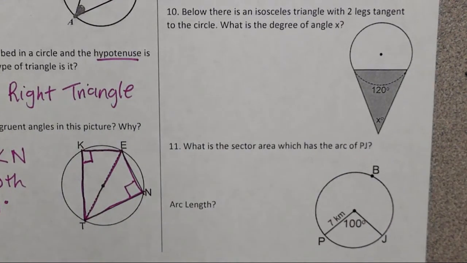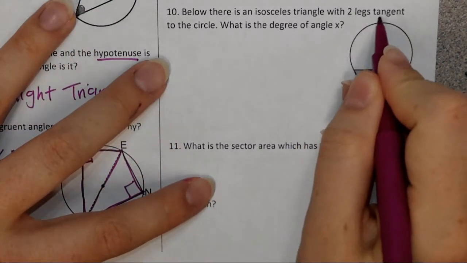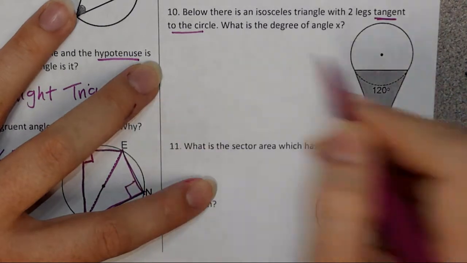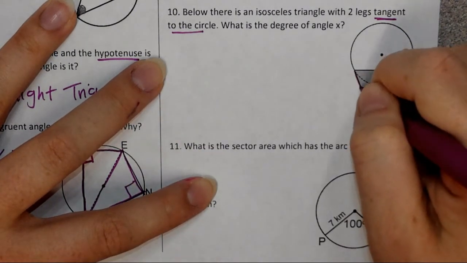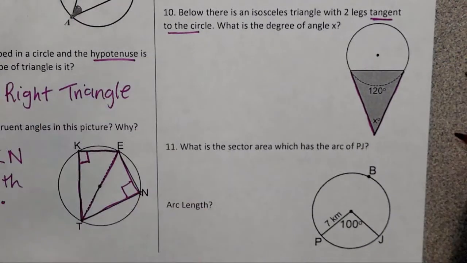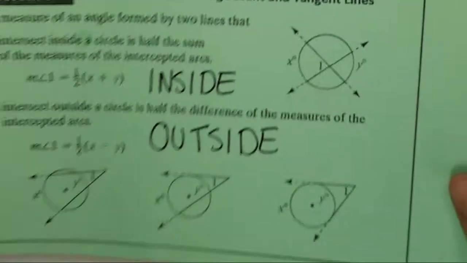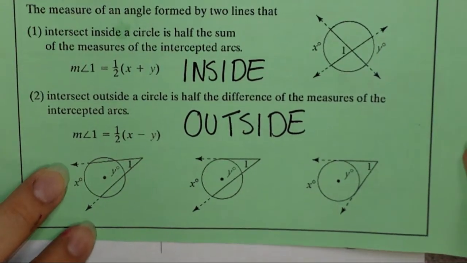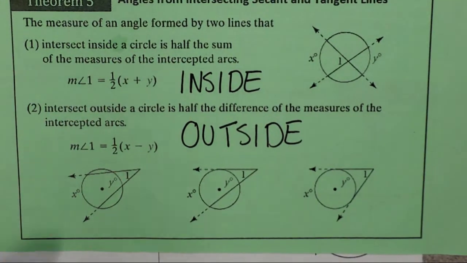Below there is an isosceles triangle with two legs tangent to a circle. What is the degree of angle X? So keywords here: these are tangent lines. And this is an outside angle that we have that's being made with these tangent lines. This goes with the theorem. So if we look at Theorem 5, Theorem 5 has two parts.